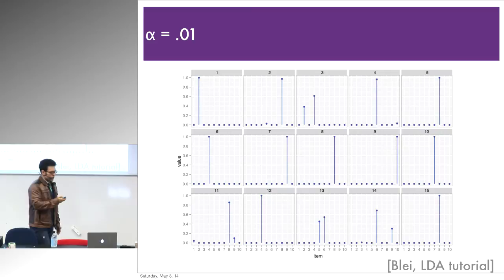Okay? So if you want to put a Dirichlet distribution as a prior over the document topic vector, which alpha do you prefer, smaller alpha or big alpha?